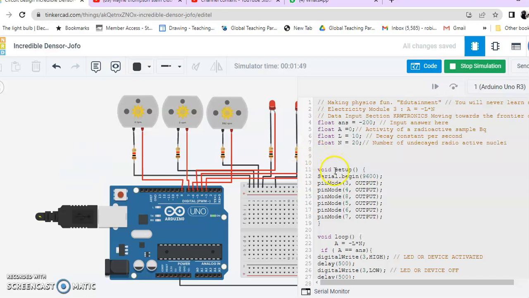So in the void setup, we have a line of code that says Serial.begin(9600). That sets the baud rate. And of course, I'm going to dive into this a little bit deeper. And if I want to send voltage on certain pins, I will have to set up the pins. So pinMode 3, output. I'm configuring pin 3 to be an output pin. pinMode 4, output. I'm configuring pin 4 to be an output pin. Pin 8, pin 5, pin 6, all to be output pins.